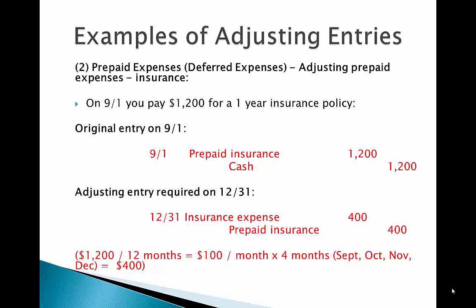Another example is prepaid insurance, adjusting expenses, insurance. On 9/1, say you paid $1,200 for a 1-year insurance policy. The original entry on 9/1 would be to debit prepaid insurance and credit cash $1,200.